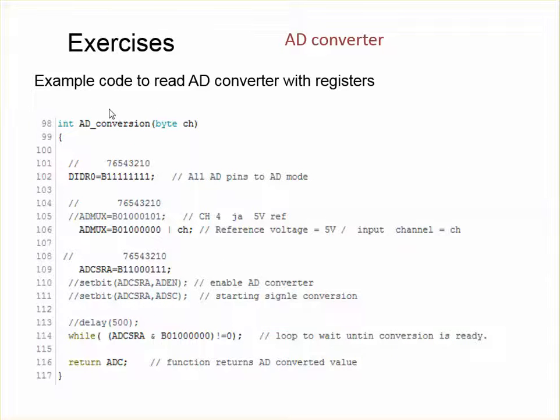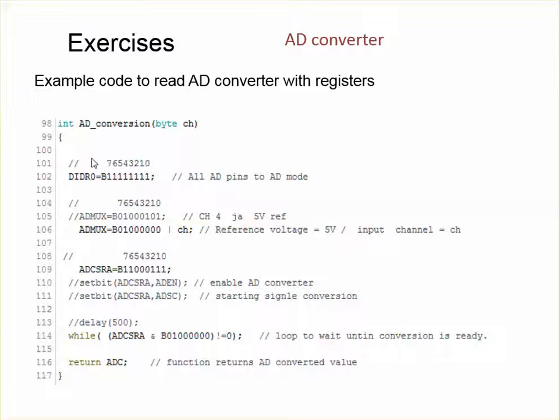Here's a small example of the function that will do the AD conversion. Here is the function, it's named AD conversion, and for the input we will give the byte type variable ch. This means that we will give the channel that we would like to use for the conversion, the input pin that we are using for this conversion.